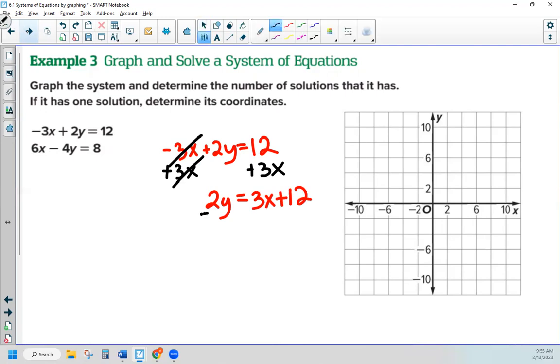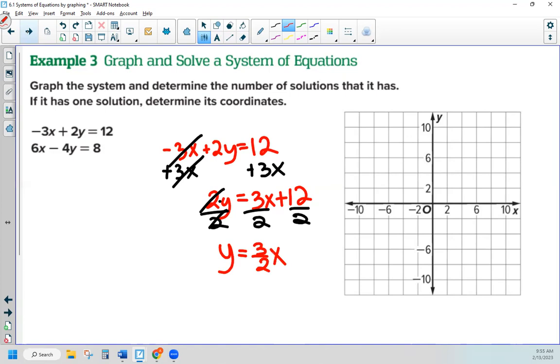My last step here is to take the 2 to the other side. Remember that the operation that's happening here is multiplication, and the inverse is to divide. 2 divided by 2 is 1, so it kind of just goes away, which is exactly what I want. We want the y value to be by itself. Here it is. 3 divided by 2 cannot be simplified, so just leave it as 3/2.